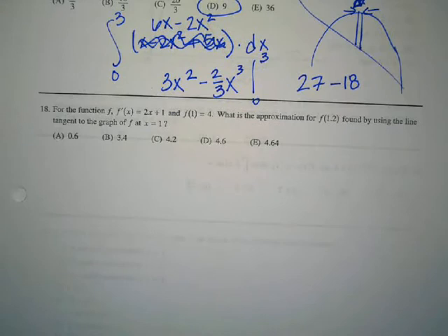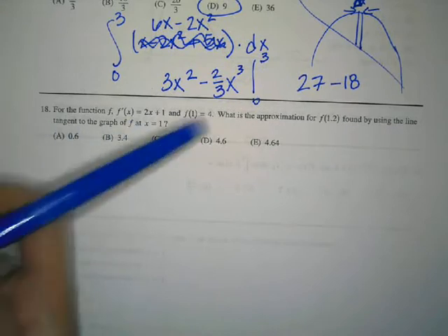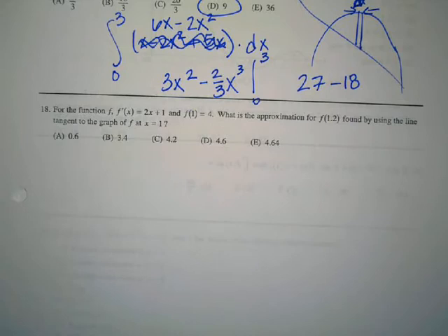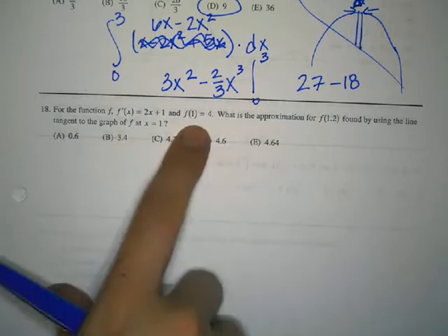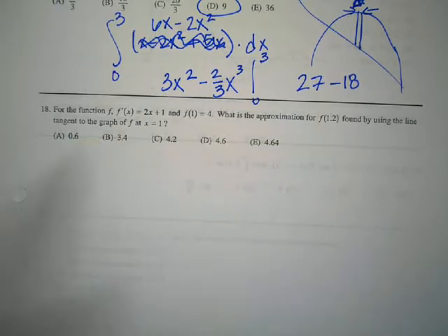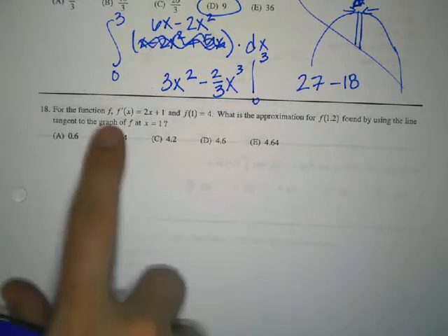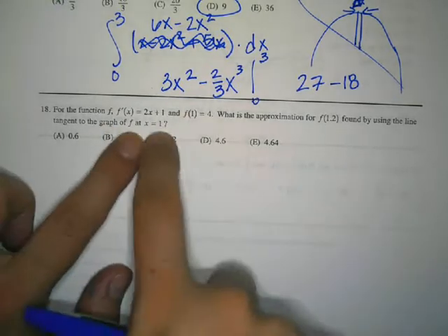Okay, number 18. For the function f, they give you the derivative and an initial condition. What's the approximation for f of 1.2 found by using the line tangent to the graph of f at x equals 1? That is a mouthful. This is the point they're giving me. They want us to find the line tangent. So I have the derivative, and I have the value they want me to find it at. So I'm going to plug 1 in.